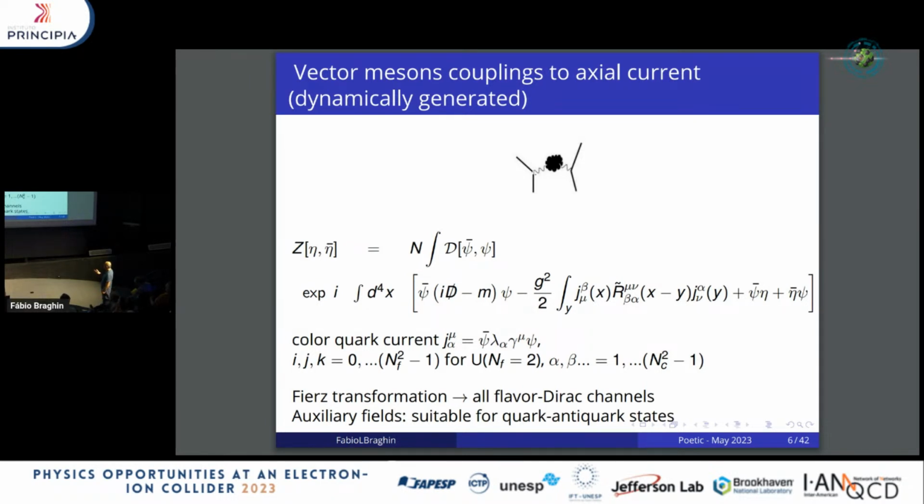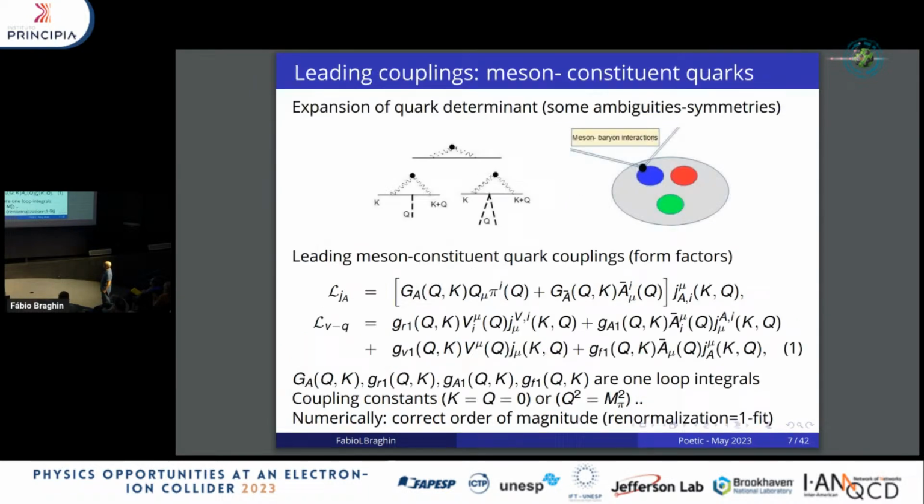And then the usual logic is to manipulate these interactions by opening all the flavor and Dirac channels with Fierz transformations, and then we can introduce bilocal auxiliary fields that can give rise to local meson fields, and this should take into account the quark-antiquark states that may emerge, all the combinations that can emerge from this sort of interaction. I will not present details. This is a result of this manipulation.